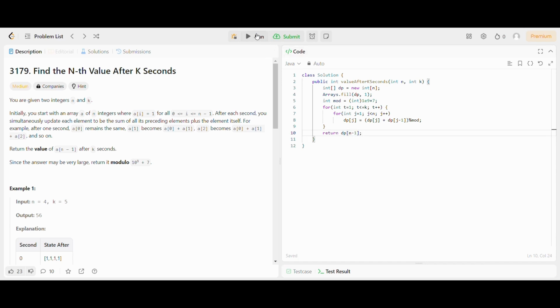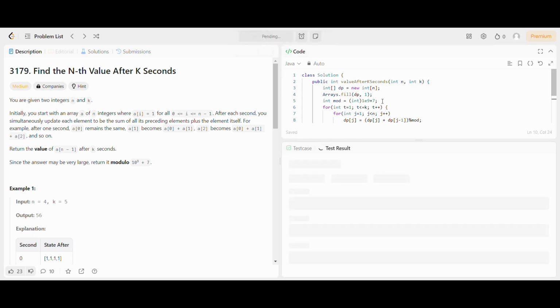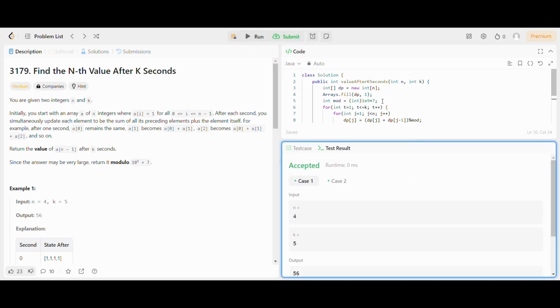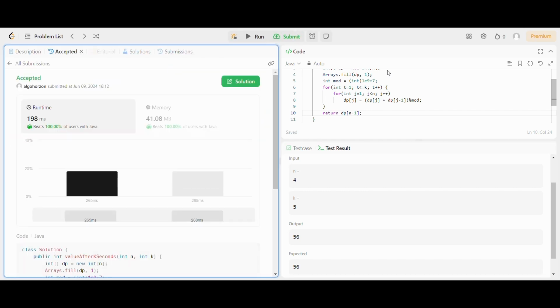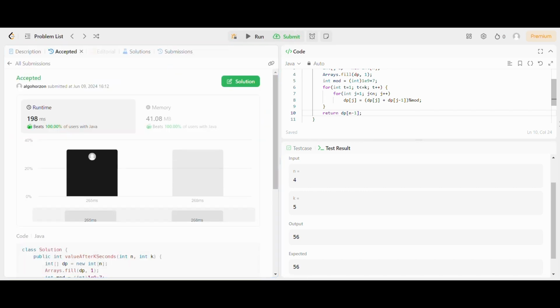Now let's run it for the sample test cases. We can see the sample test cases are running fine. Now I will submit it. So it's working as expected.